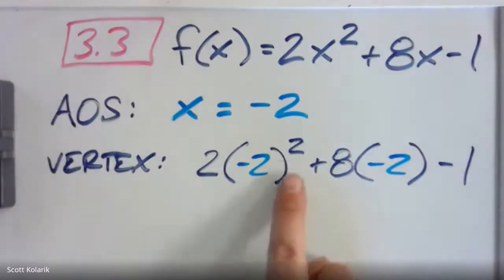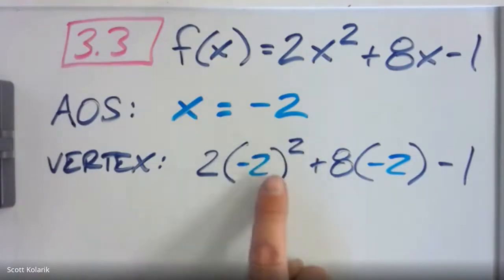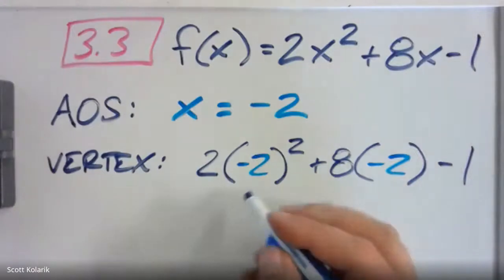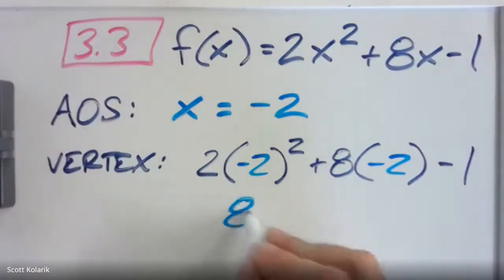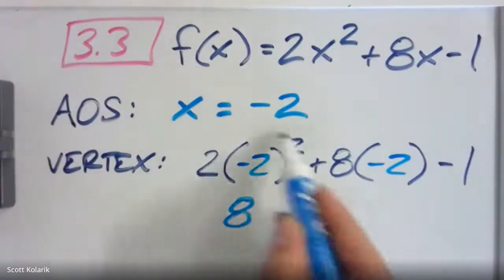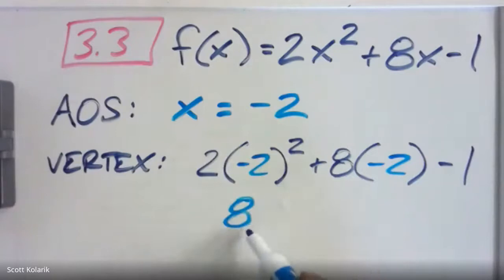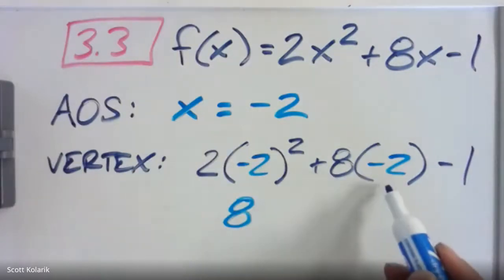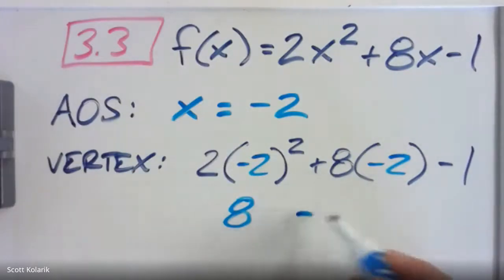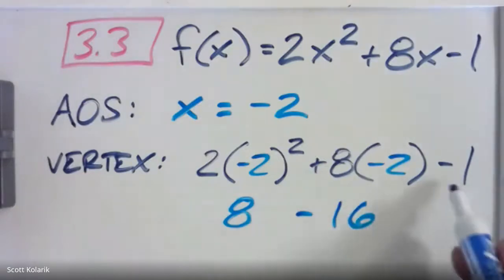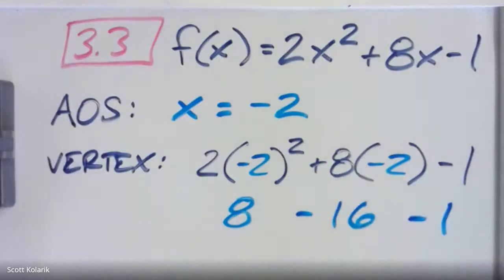Got to start with my exponent. Negative 2 squared is negative 2 times negative 2, or positive 4. That positive 4 times 2 gives me 8. So this is how I usually show the work for it. This first term is 8. 8 times negative 2 will give me my second term. That's going to give me negative 16. And my last term here is just this minus 1 on the back end.